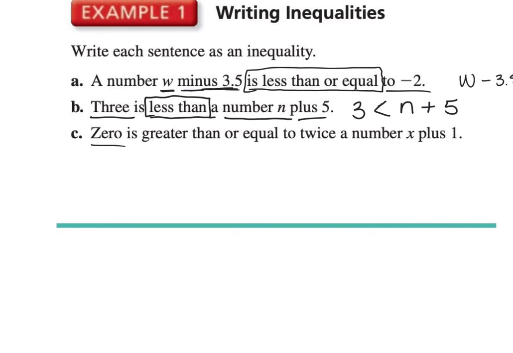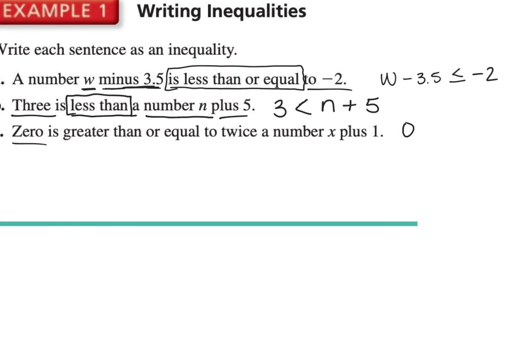So we're going to put 0 is greater than, so we're going to put the greater than symbol, or equal to, so we have to put that bar underneath, twice a number x. Let's think about that. How would we make twice a number x? You would just multiply by 2, so it would be 2 times x, and then plus 1.